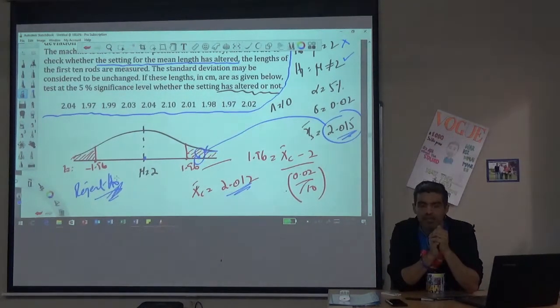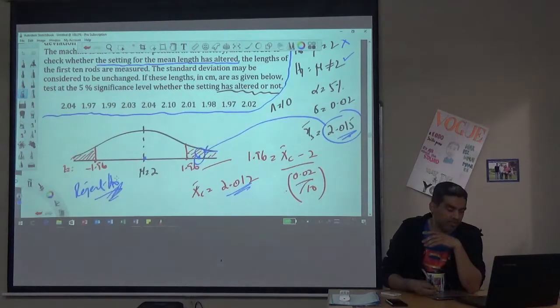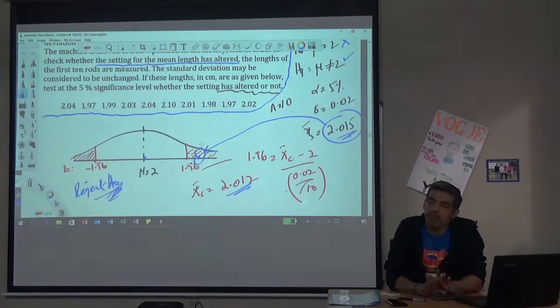5%, right? So can I say there is a 5% chance for any of your sample means to fall in this area? Can I say that? Yes. And when your sample mean falls in this area, do you stand a chance of making a type 1 error? So if I say, what are your chances overall that you would ever end up making a type 1 error? 5%.